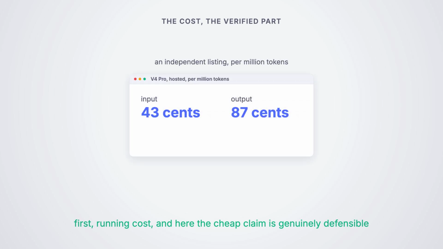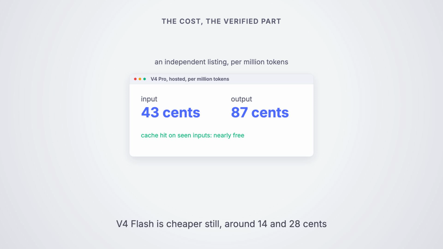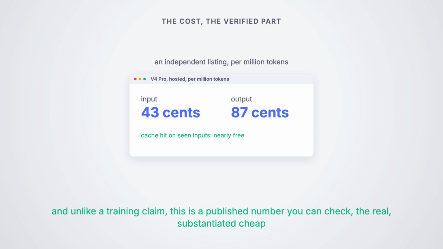First, running cost, and here the cheap claim is genuinely defensible. If you call V4 through its hosted interface, an independent listing put V4 Pro at roughly 43 cents per million input tokens and about 87 cents per million output tokens, with a steep discount, nearly free, on inputs the system has already seen, called a cache hit. V4 Flash is cheaper still, around 14 and 28 cents. That is well below the typical output prices of the big closed frontier models, and unlike a training cost claim, this is a published number you can check. So this is the real, substantiated cheap to run.